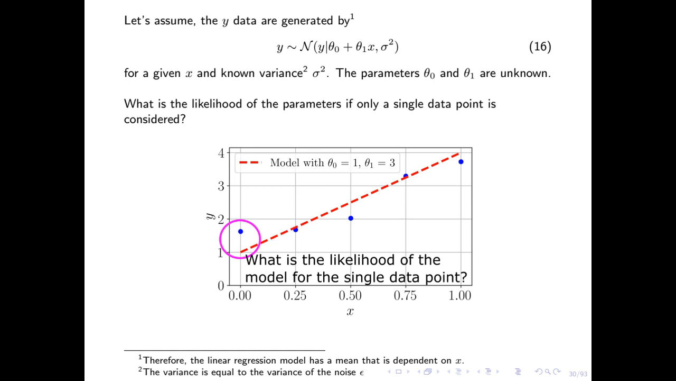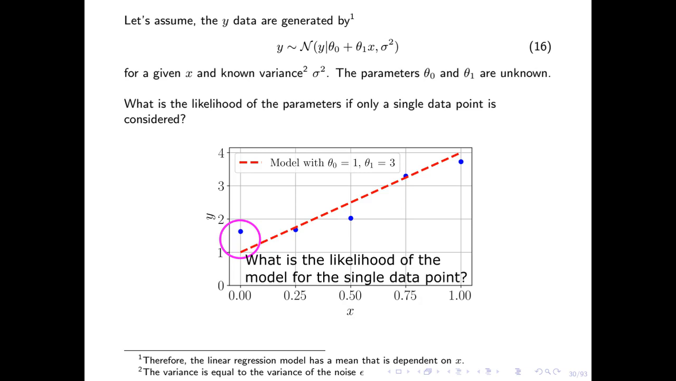So we can say, for a given x that we select, we can simulate data from this distribution by sampling from a Gaussian with a mean equal to theta 0 plus theta 1x and a variance equal to sigma squared, where this is the variance of the noise, not the standard deviation. So this is the model form we are assuming.